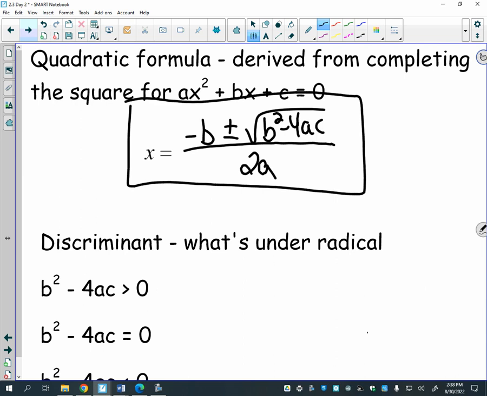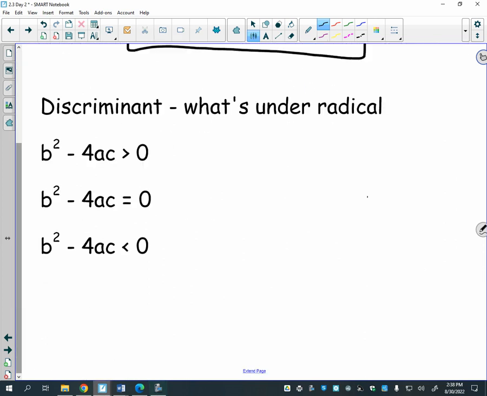When we talk about the quadratic formula, we always talk about the discriminant. The discriminant is what's under the square root. And you can tell what kind of answers you're going to have just based on what's under that square root. If what's under that square root is greater than 0, you're always going to have two real and unequal roots, which means you're going to get two different solutions, two different x-intercepts.